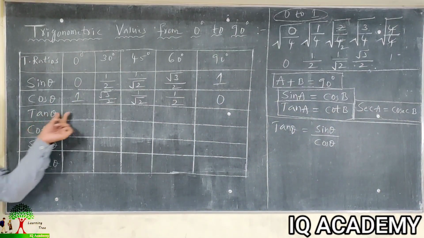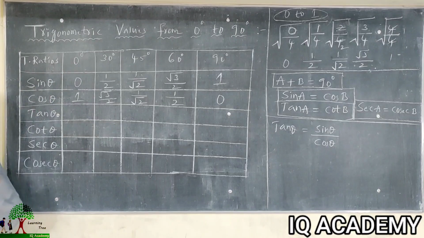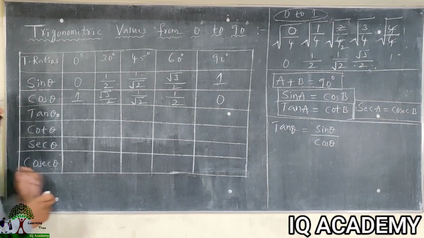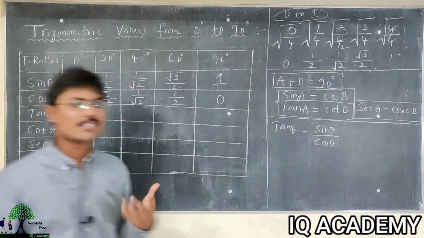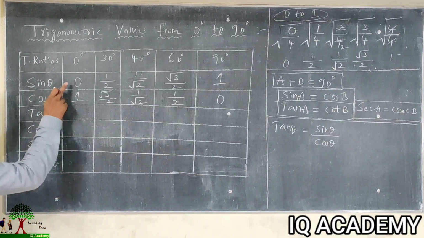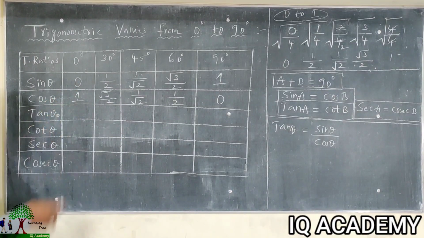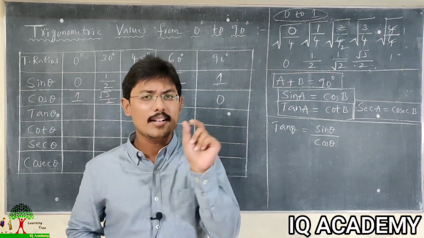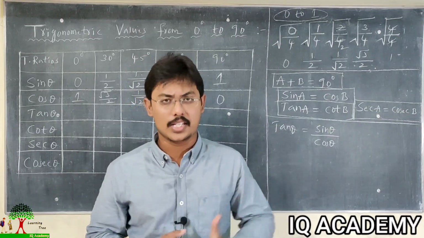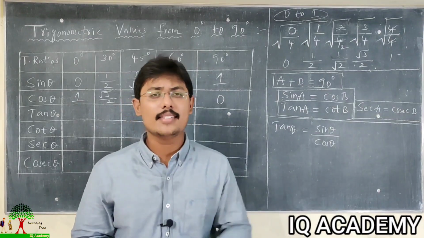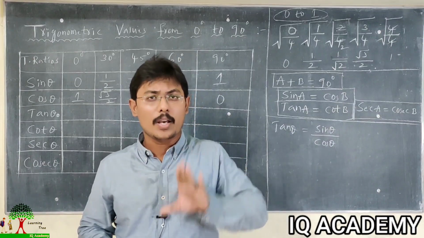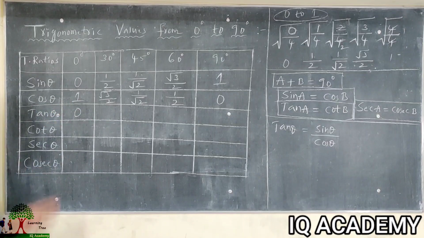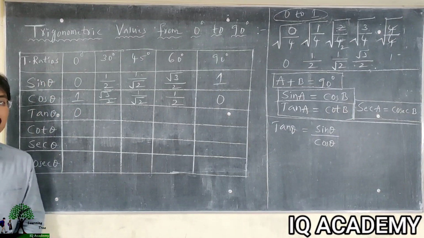Now we are going to find tan 0. If you want to find tan 0, how to find it? Sin 0 divided by cos 0. What is sin 0 divided by cos 0? Observe: 0 divided by 1. 0 divided by anything is 0. 1 divided by 0: if the denominator is 0, that is not defined, infinity. Don't be confused. 0 by 1, 1 by 0, both are very important. So 0 divided by 1 is just 0, which means tan 0 is 0. After that, tan 30.